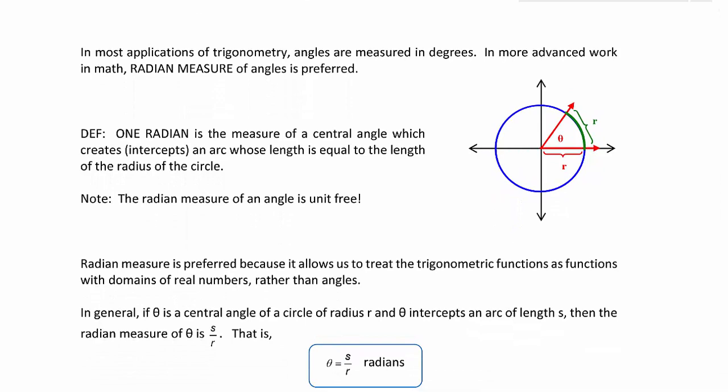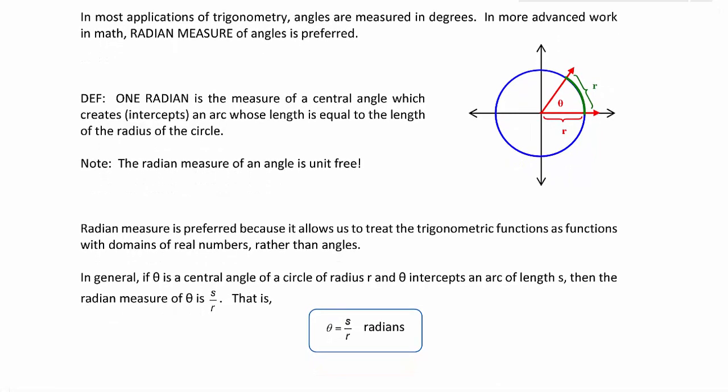In most applications of trigonometry, angles are measured in degrees, but in more advanced work in math, radian measure of angles is preferred. 1 radian is the measure of a central angle which creates an arc whose length is equal to the length of the radius of the circle. Please note that radian measure of an angle is unit-free.